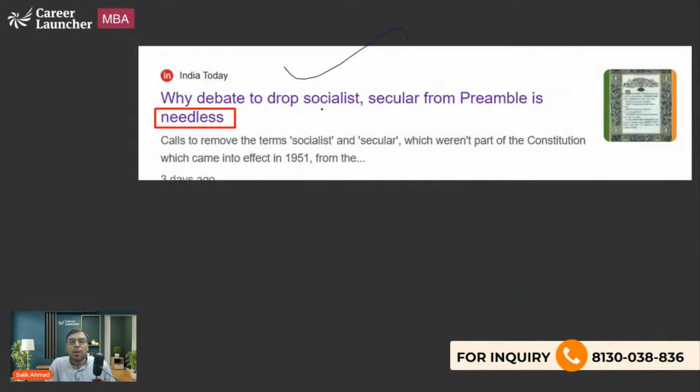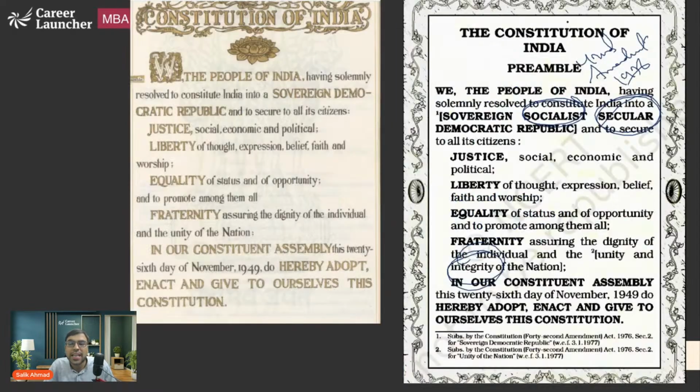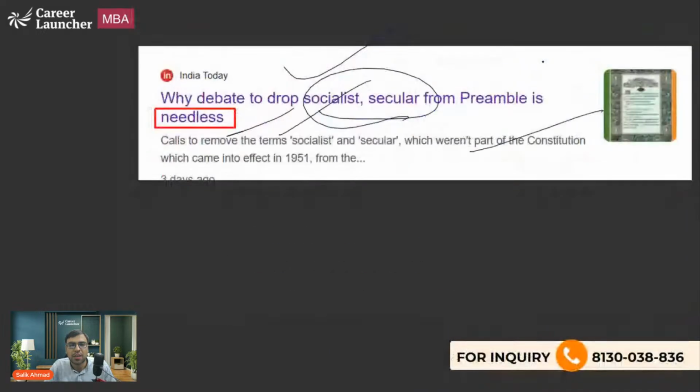So why the debate to drop socialist, secular? The argument is that the preamble is needless. These things were coming up recently in the newspapers. That is why I have discussed this, because maybe they can ask questions from these 3 terms: that these 3 terms in the preamble were added by which amendment? The 42nd Amendment, also known as the mini constitution. This is what you should know about.